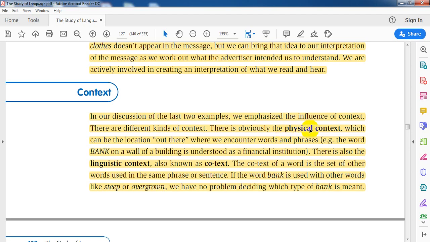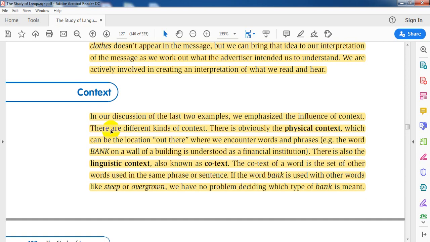Now, here we have the physical context. When we say physical, it means something tangible, something that we can touch. It depends, for example, on the location, and the book gives us the example of a bank. Let's see. It can be the location out there where we encounter words or phrases like the word bank on a wall. The word bank on the wall of a building is understood as what? As a financial institution, the bank where we may have our savings, or the place where we make our withdrawals from. So it is a financial institution.